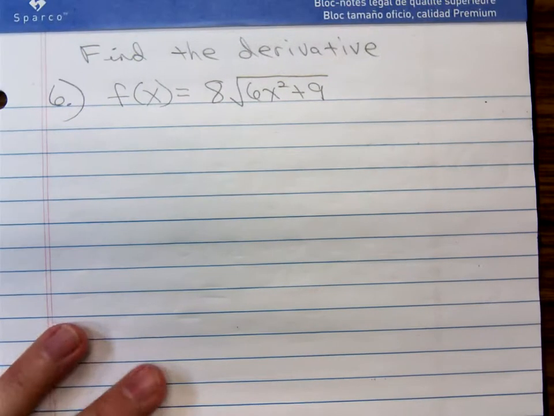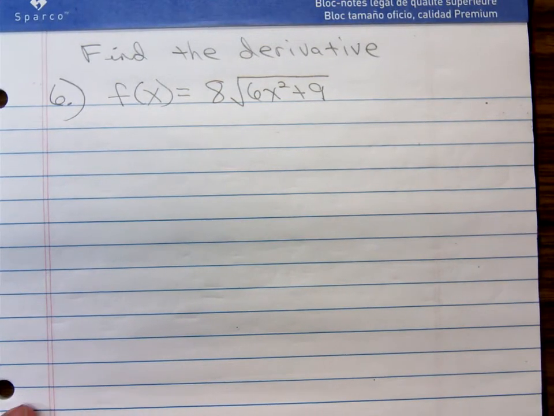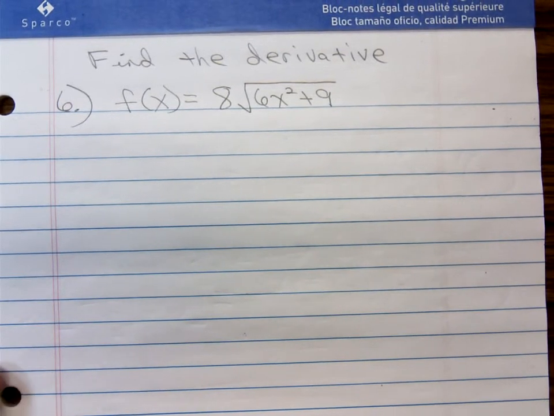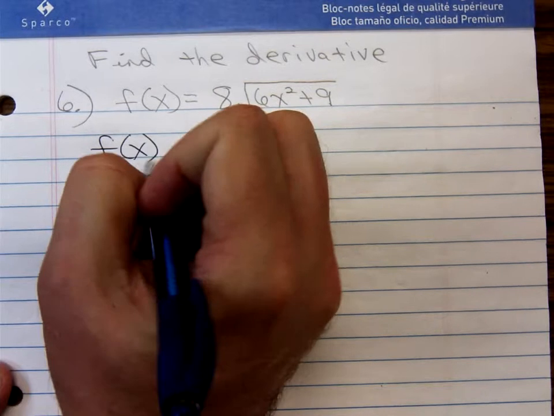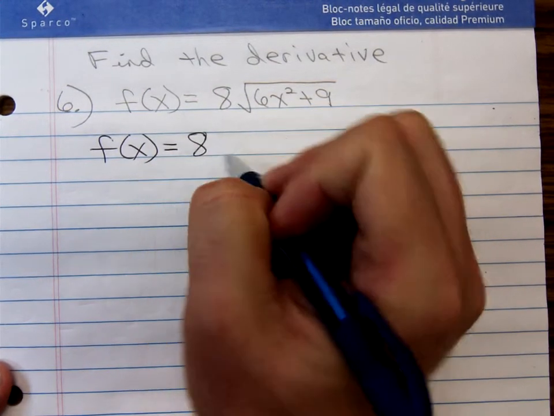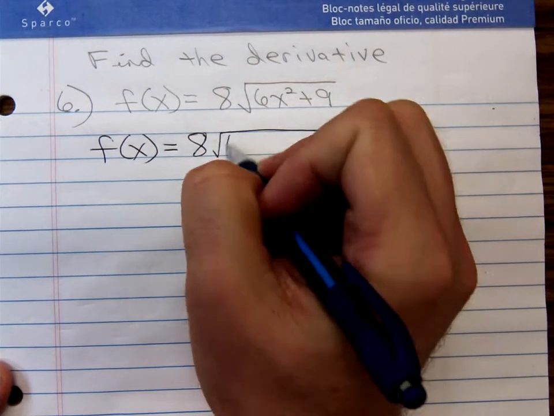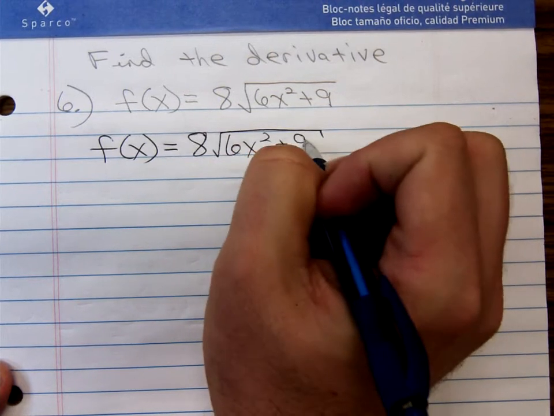First one, this is number 6. And let me rewrite that, it's so light. F of x is equal to 8 times the square root of 6x squared plus 9.